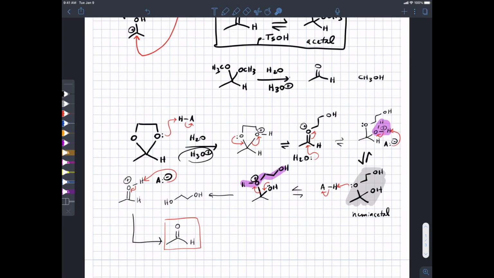Questions about that? Yeah. So the base in this reaction is water, like HA. Right, HA in this case, and I'm just abbreviating it out of laziness, would be hydronium, and then A minus would be water.